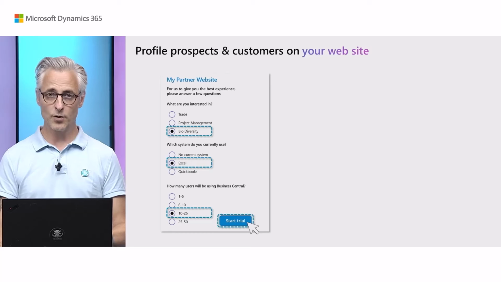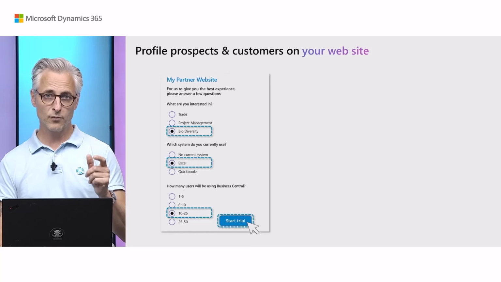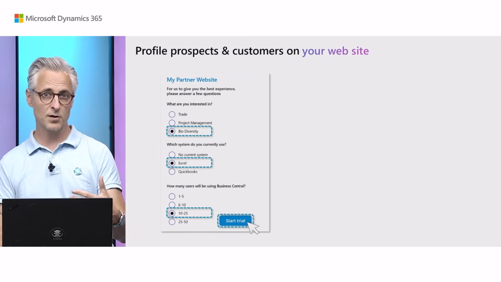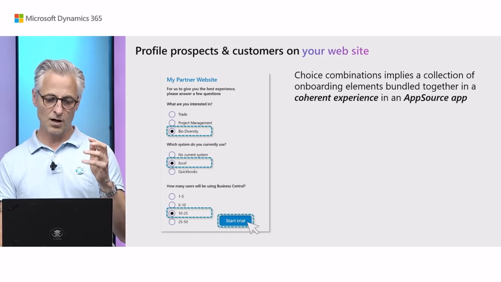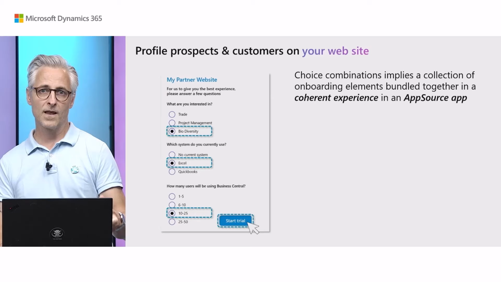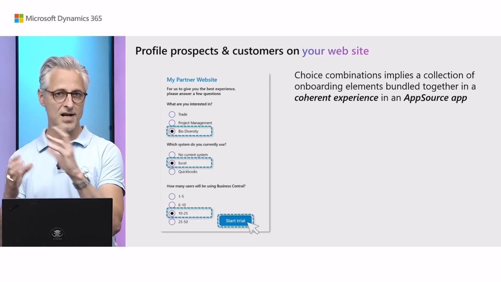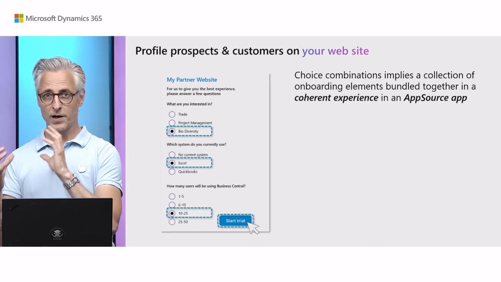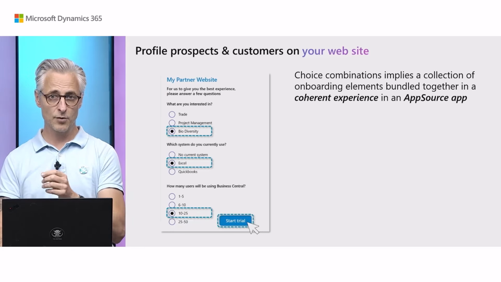Now, what happens here when they start to trial is that I need to construct the right information to pass along to Business Central in order for Business Central to spin out the right solution. It means that the combination of these choices imply a collection of onboarding elements, checklist, tasks, banner, role center, what have you, in a coherent experience that's bundled together in an AppSource app. And I want to load that app.